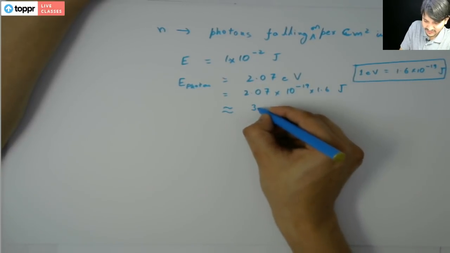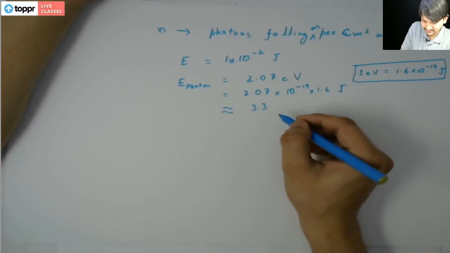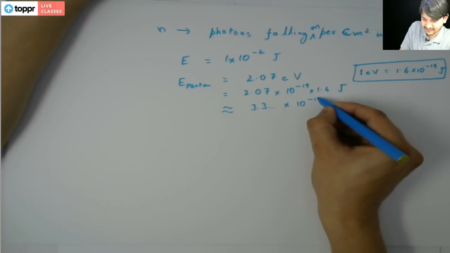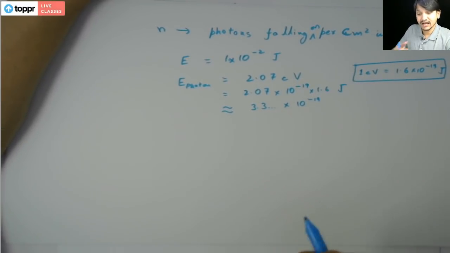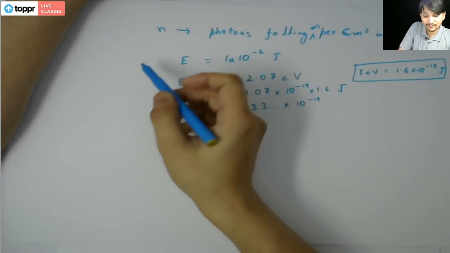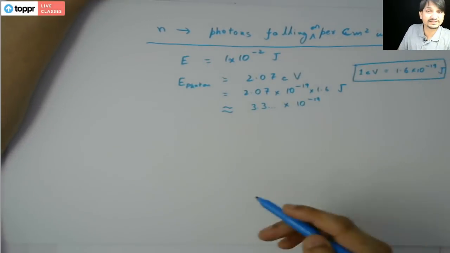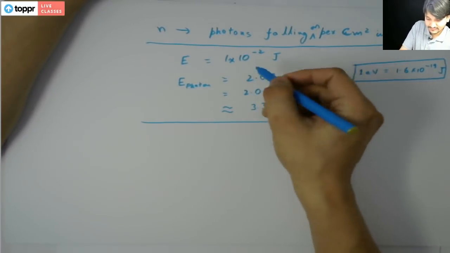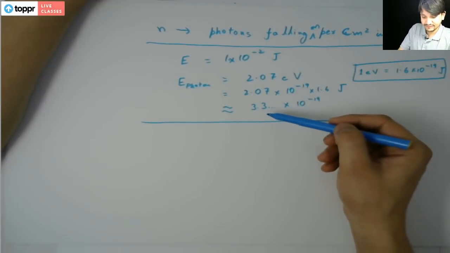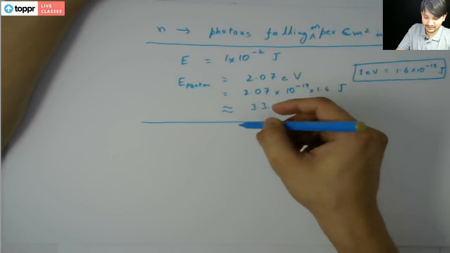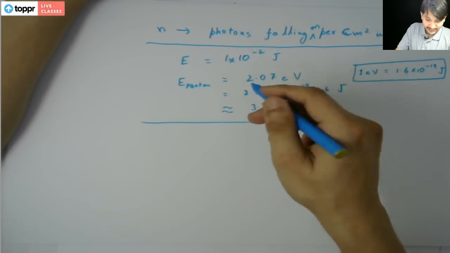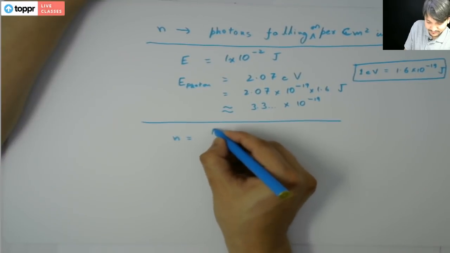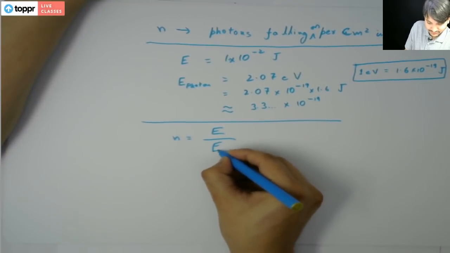That would be around 3.3 something. Yeah, so let's take it this way, into 10 to the power minus 19. Now our question is how many photons are falling on that 1 centimeter square area in 1 second. We know the energy of a photon, so how many photons will group together to make up this energy? That would be n equals E divided by E photon.